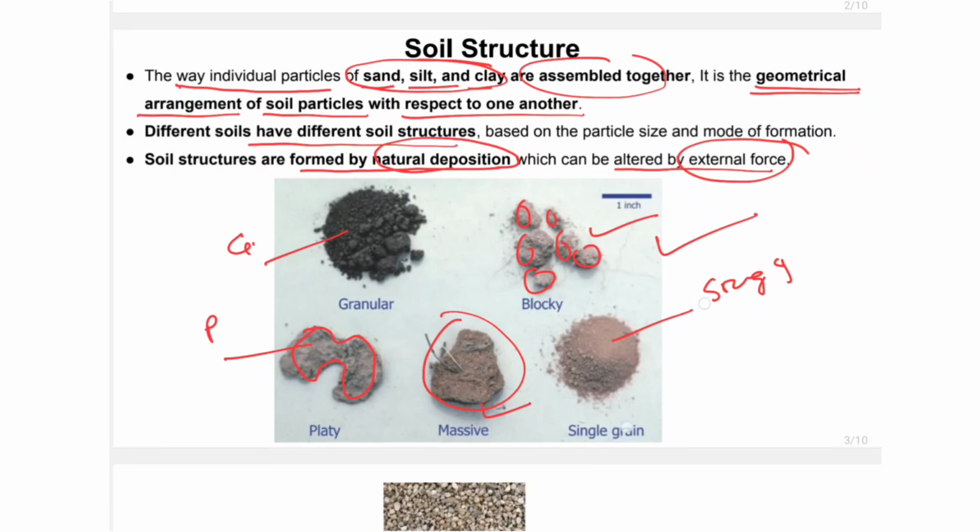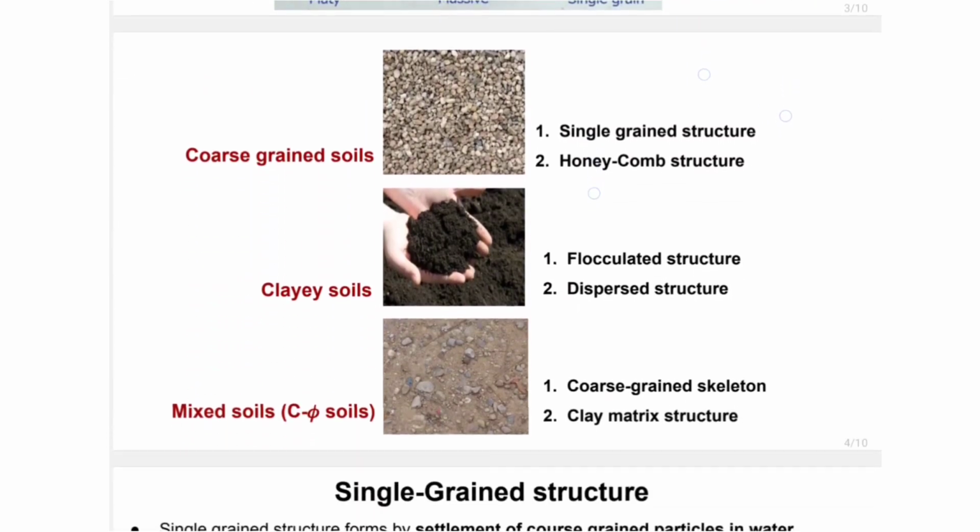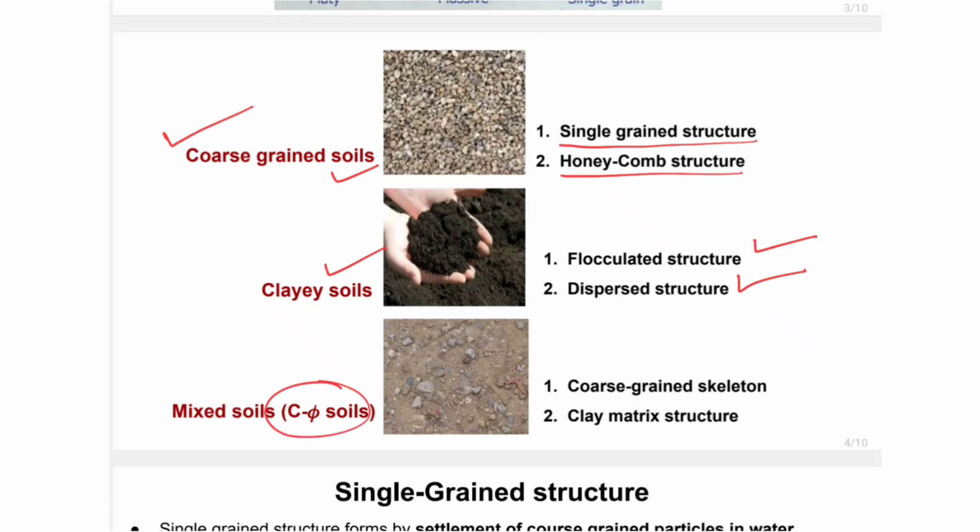Depending on the soil type, there are different structures. For coarse grain soil, there are two structures: single grain structure and honeycomb structure. Similarly, for clay soil, there are two structures: flocculated structure and dispersed structure. And for mixed soil, which contains cohesion and angle of friction, called c-phi soil, there is coarse grain skeleton and clay matrix structure. So these are the major six types of structure depending on the type of soil.